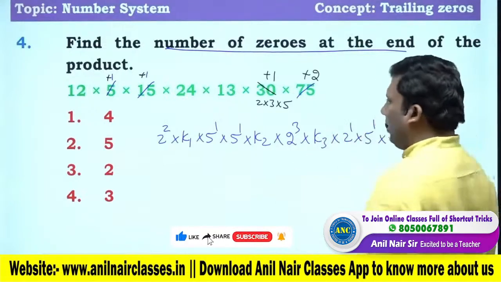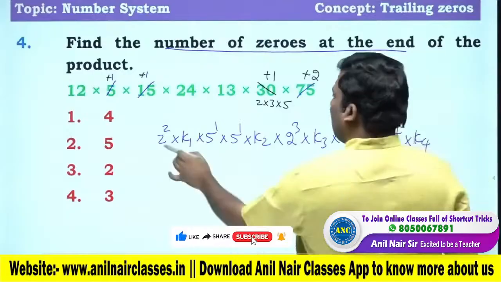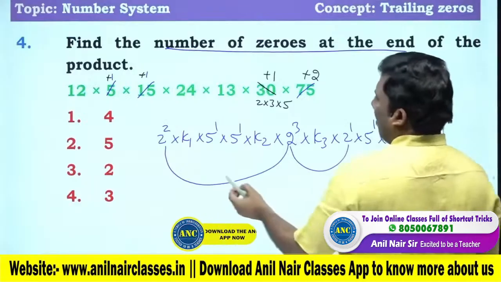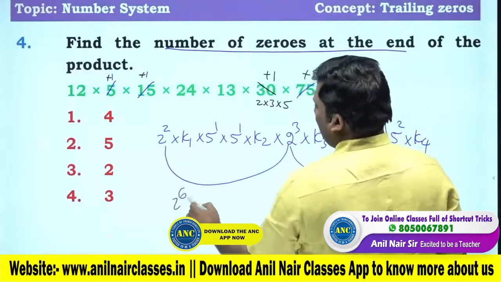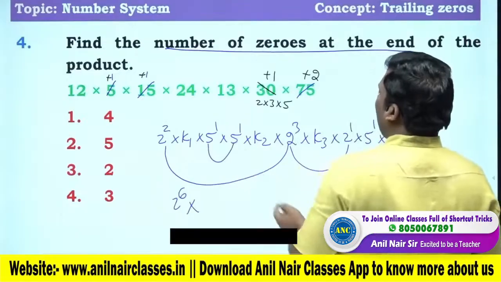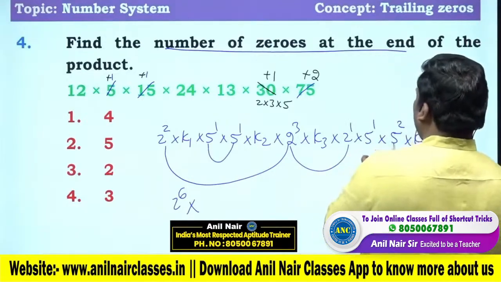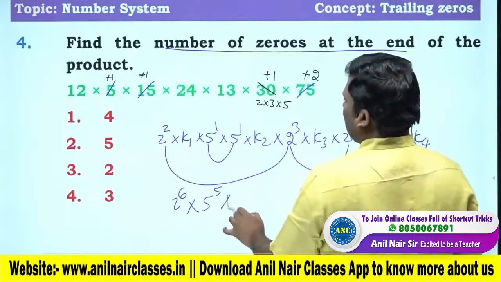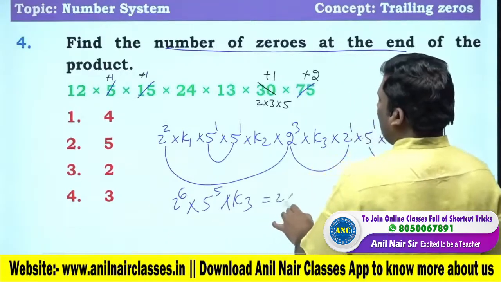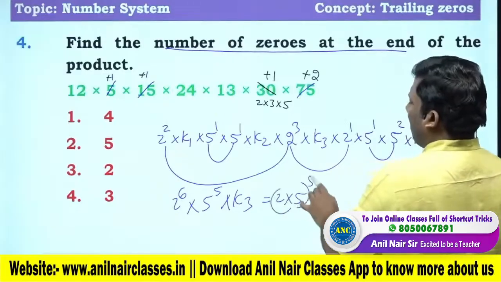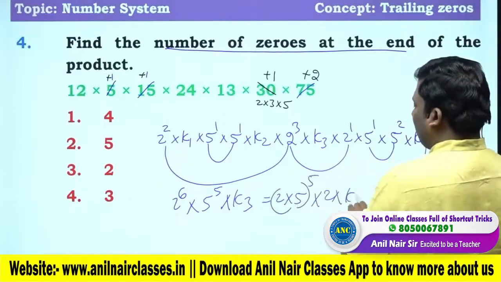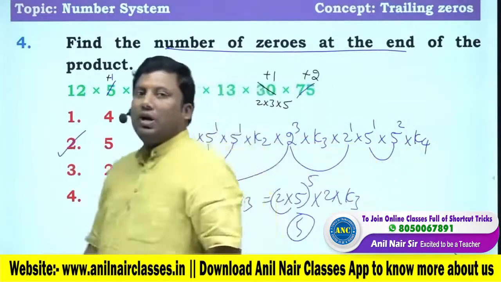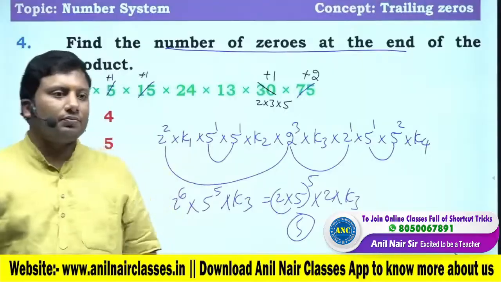For 2, how many did I get? Here 2, here 3. 2 plus 3, 5. 5 plus 1, 6. I got 6 for 2. For 5 it is 1 plus 1, 2. 2 plus 2, 4. 4 plus 1, 5. 5 power 5 into K3. So the answer is 2 power 6 into 5 power 5 into K3. The answer is 5. I hope the idea is clear. The answer for this question is 5.